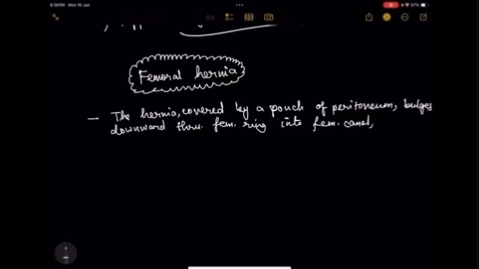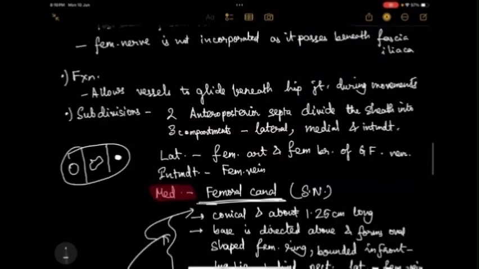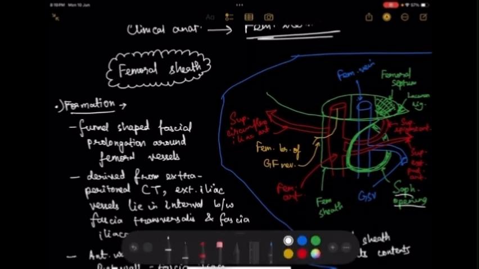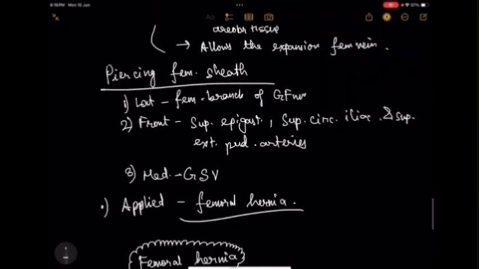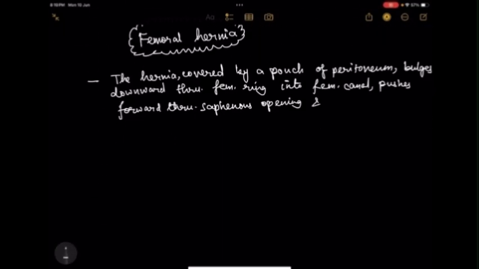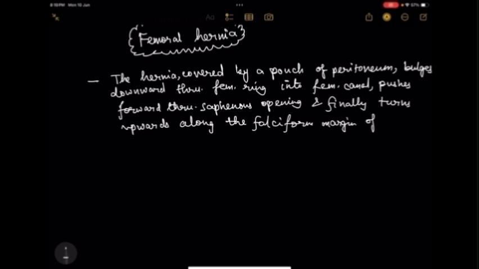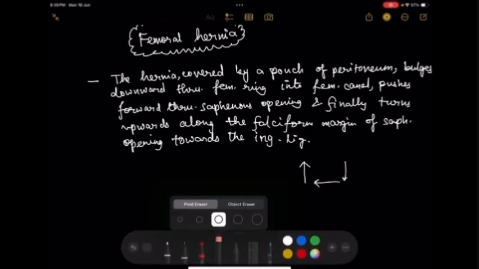The femoral hernia then pushes forward through the saphenous opening. Remember the saphenous opening. Let's have a look again. Saphenous opening. Have a look. Our wonderful saphenous opening. I'm just showing you the saphenous opening, and finally it turns upwards along the falciform margin of the saphenous opening towards the inguinal ligament. Wonderful. So first it comes down, then pushes forwards, and then finally goes upwards. Nice. So easy, no? Once you can see the image.